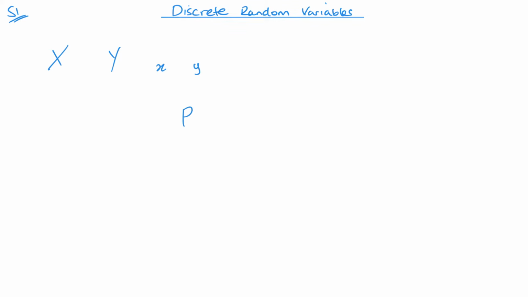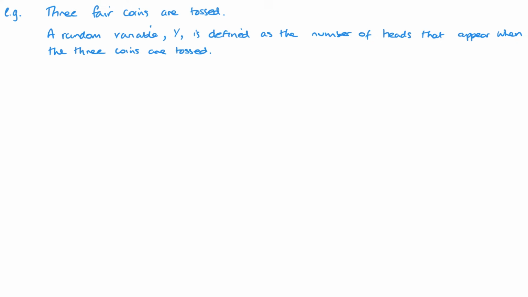Now you often see this written down, and it just means the probability that the random variable X takes a particular value x. Let's look at an example. In this example, I've just given the information. I haven't actually written down what we're trying to find, but it's quite important to look at everything.